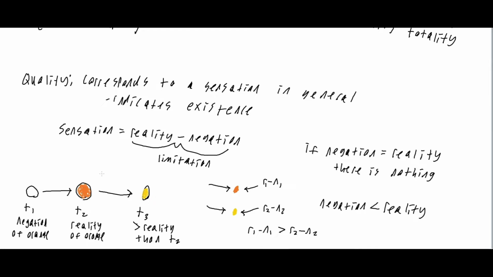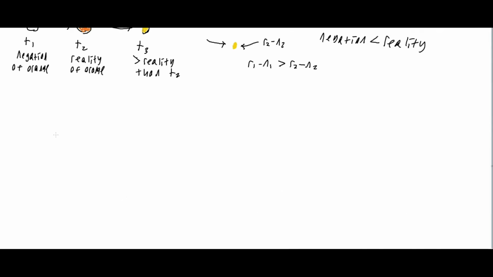And so there is this sort of reality minus negation, which is the limitation of the sensation. And so that is the schemata of the quality. So sensation is the schemata of quality. And then Kant also talks about the substance. So the schemata of substance is the permanence of the real in time.